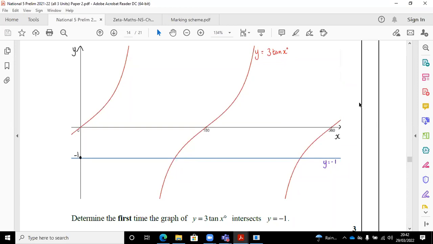With trig graphs, you're using the CAST quadrant system. All the graphs, sine, cos, and tan, know how to draw them out. Know when they are positive and when they are negative. You do not get given the CAST quadrant, so you need to know that.